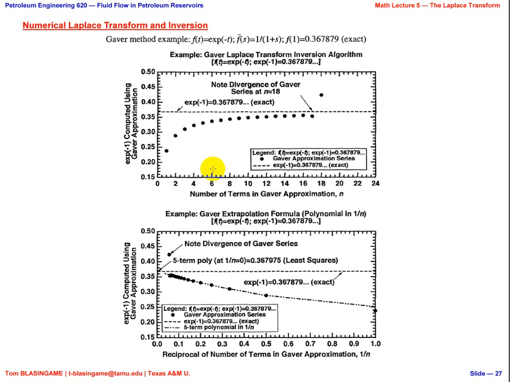This is the problem that Stehfest's algorithm and Gaver's algorithm may have, because you actually don't know what the exact solution is. So what you do is try with 2, try with 4 terms, try with 6 terms, and when you reach a certain convergence, you may say that that is the solution.